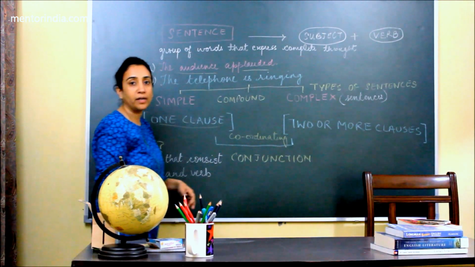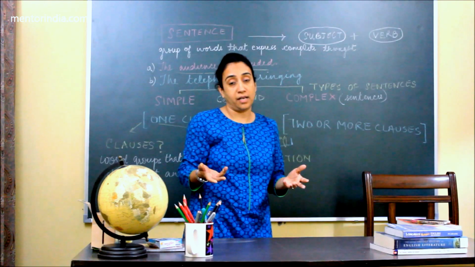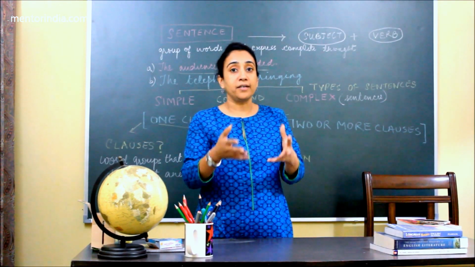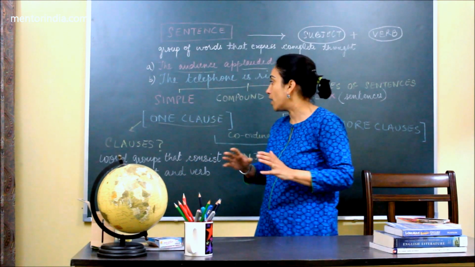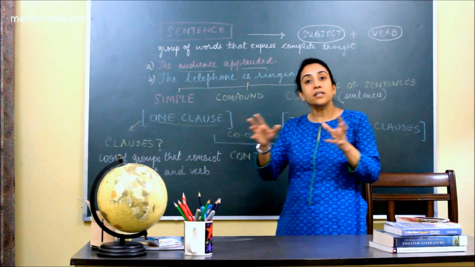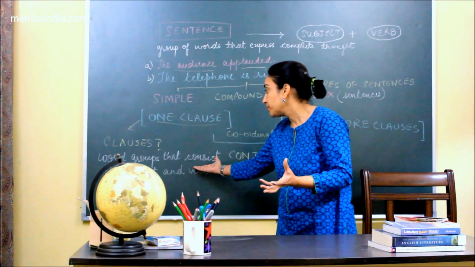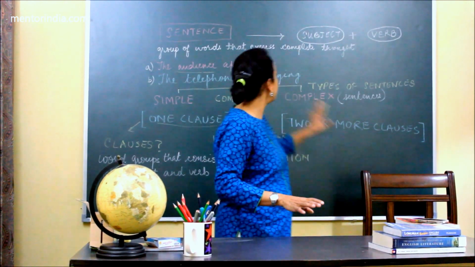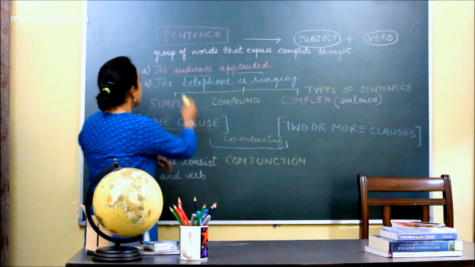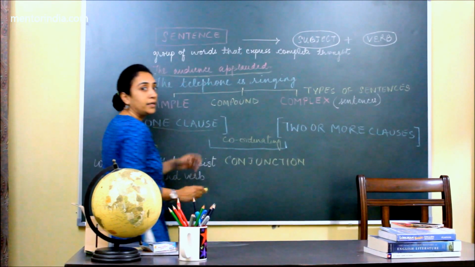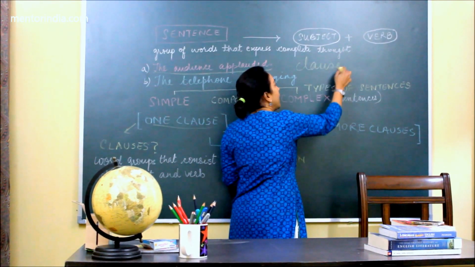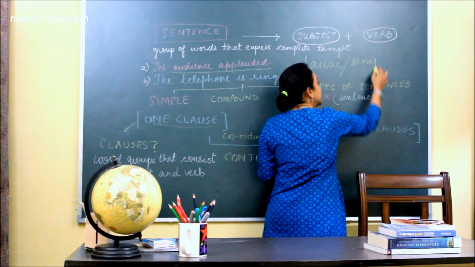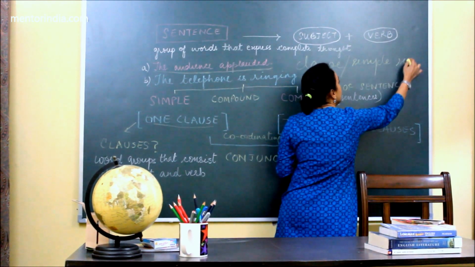You must be wondering, we just started with a sentence and we just said one type is a simple sentence. Now what is a clause? Hold on. What is a clause? A clause again is a group of words that consist of a subject and a verb. If I look at this, I see the audience applauded. It is also a clause as well as a simple sentence. Now what is a simple sentence?